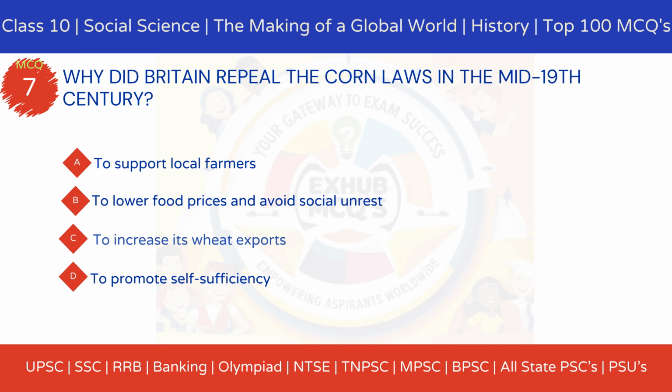MCQ 7. Why did Britain repeal the Corn Laws in the mid-19th century? Option A, to support local farmers. Option B, to lower food prices and avoid social unrest. Option C, to increase its wheat exports. Option D, to promote self-sufficiency.